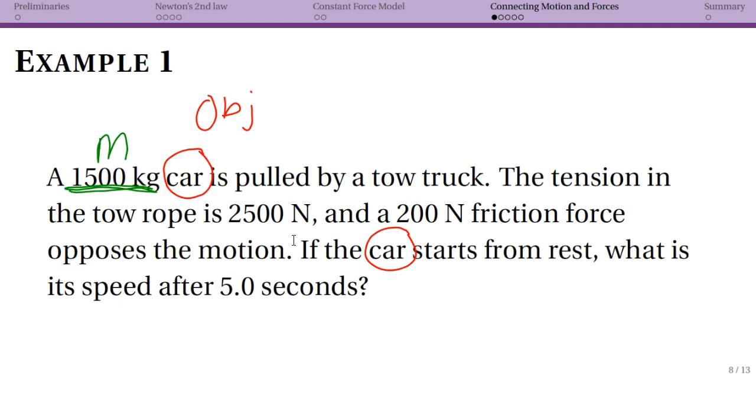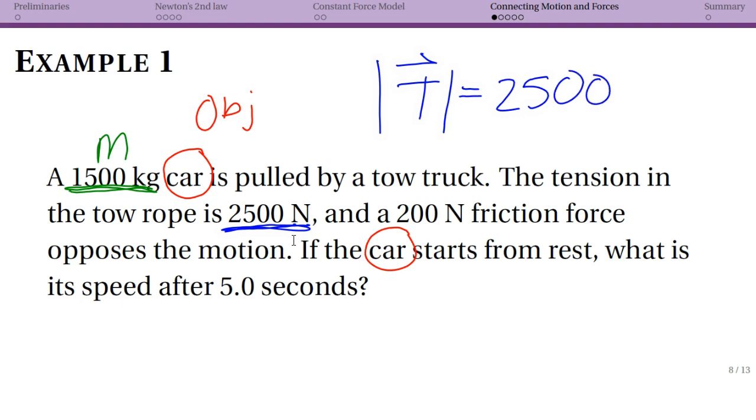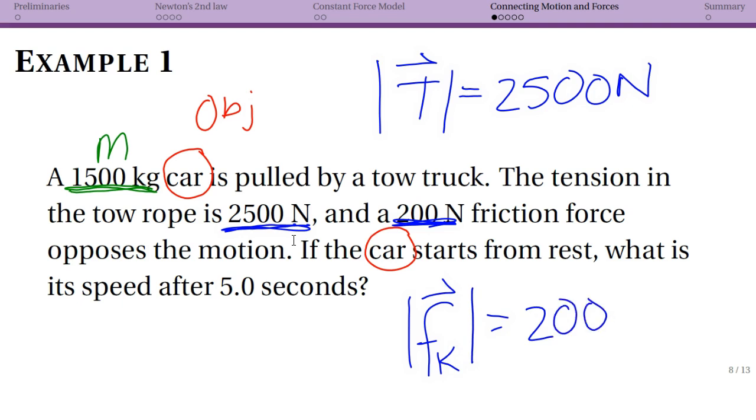Okay, so what else do we see here? I see that there's going to be two forces. One force is this: I have a tension force. The magnitude of that is 2,500 newtons. And then I have a friction force. And we're going to say in this case, since it's moving, that this needs to be kinetic friction, and that this equals 200 newtons. And the question is, what is its speed after 5 seconds?